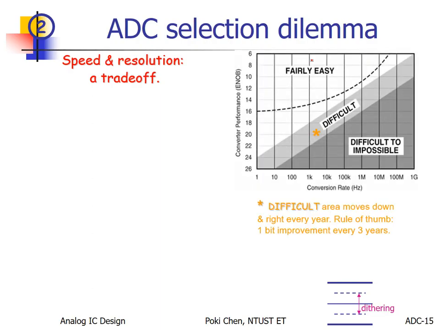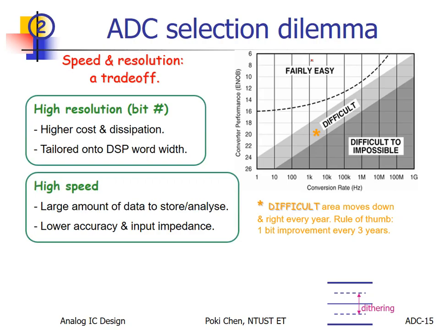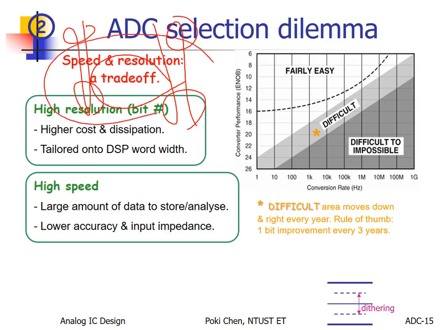Anyway, we have some kind of ADC selection or design dilemma. In brief, the speed and the resolution are usually contradictory to each other. If you would like to increase the speed, usually the resolution needs to be sacrificed. If you would like to enhance your resolution, then you need to sacrifice your speed. Unless you get a better process. Otherwise, forget about it. With the same process, with the same structure, speed and resolution always contradict each other. So that is the dilemma.